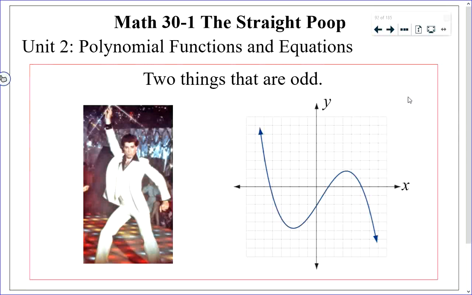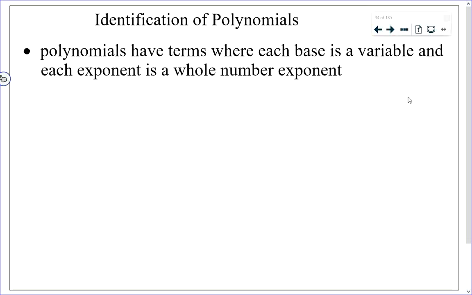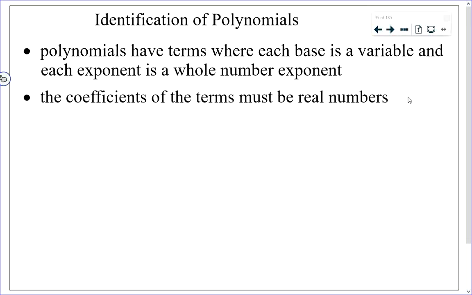That leads us to Unit 2, which is actually, I believe, Chapter 3 of your textbook. I think it's kind of important that you recognize polynomial functions. Polynomial functions have terms. Terms are algebraic expressions that are added together. The terms have to have a base that's a single variable and an exponent on that base that contains a whole number exponent. They can also contain coefficients, but the coefficients must be real numbers.